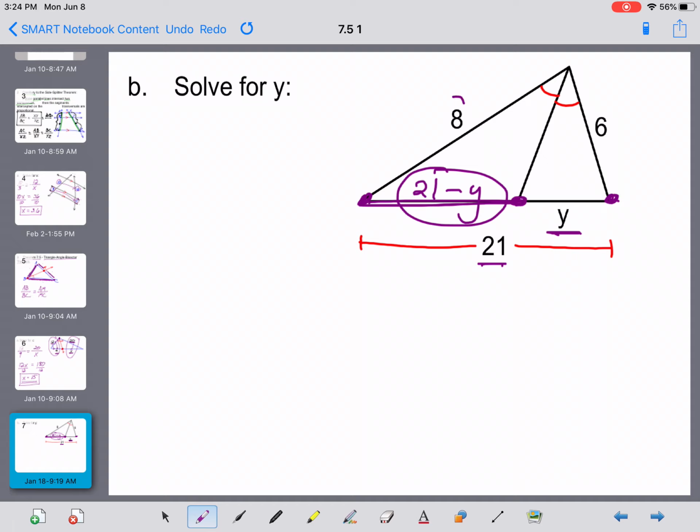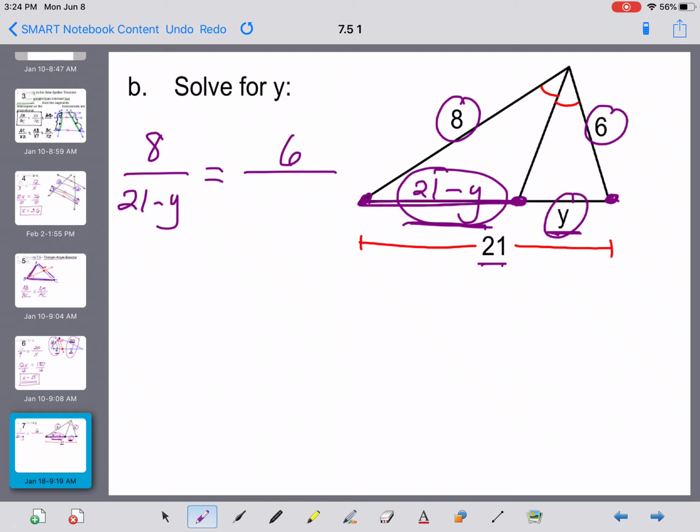So now we have the 8 and the 21 minus y on the left side, the 6 and the y on the right side. So again, we have a proportional relationship, and it sets up just the way it's presented. Top left is 8, bottom left is 21 minus y. Top right is 6, bottom right is y. So that's the proportion we now have to solve.